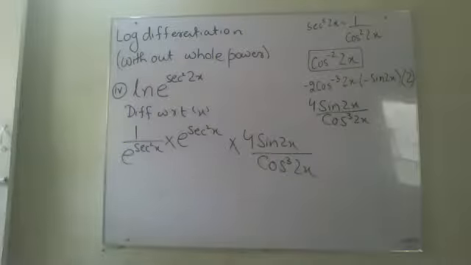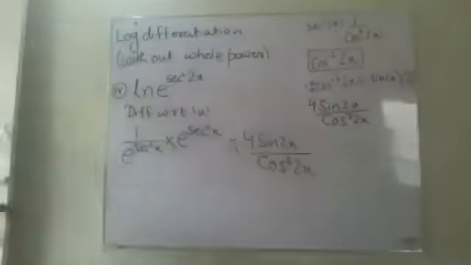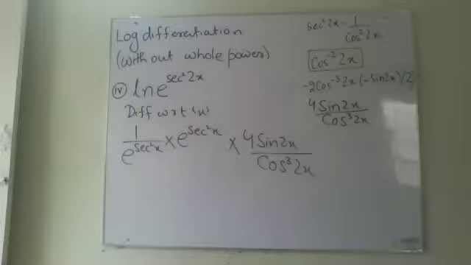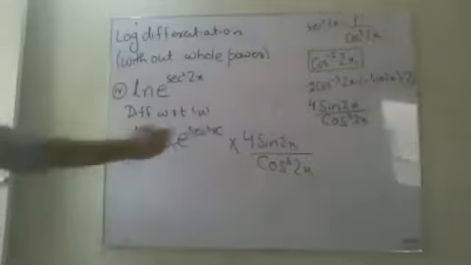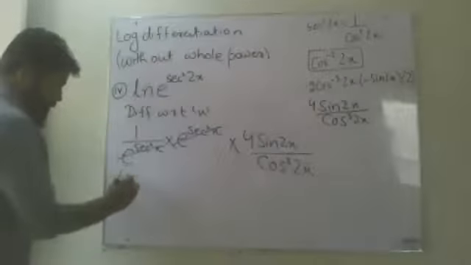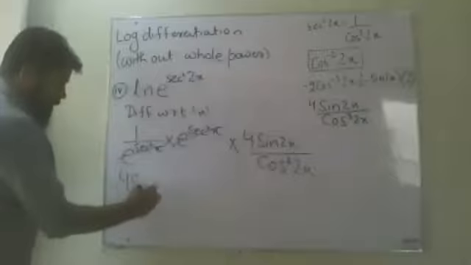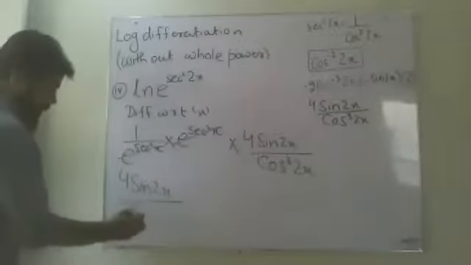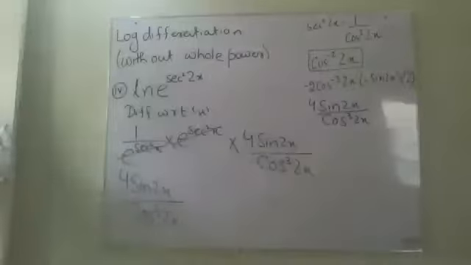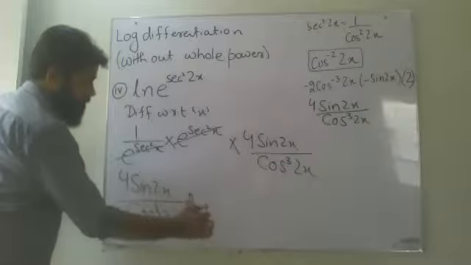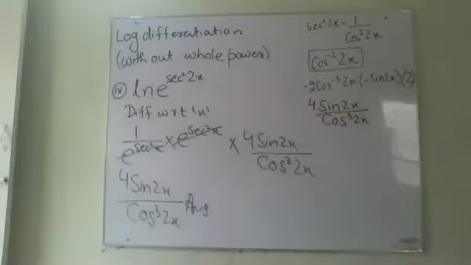Now, this thing mostly happens in exponential ones, that this and this will be cancelled, and my final answer will be 4 sin 2x over cos 2x whole cube. That is your final answer. Okay, so I hope I'm clear till this point.